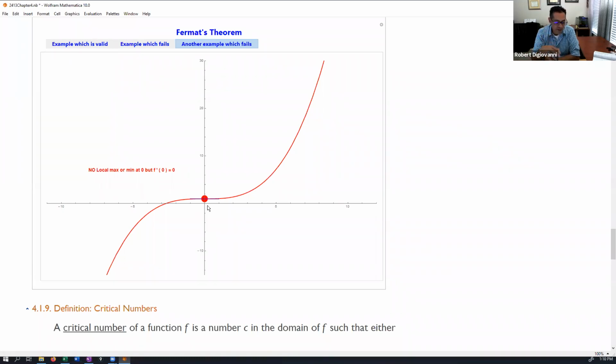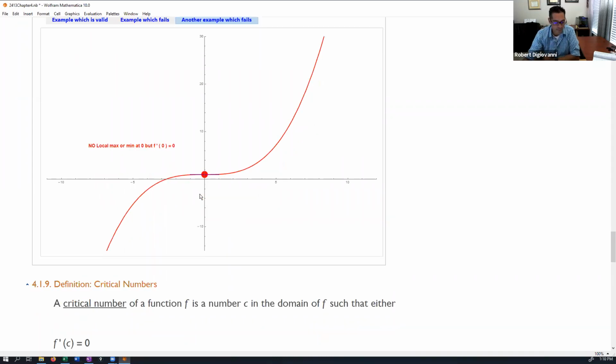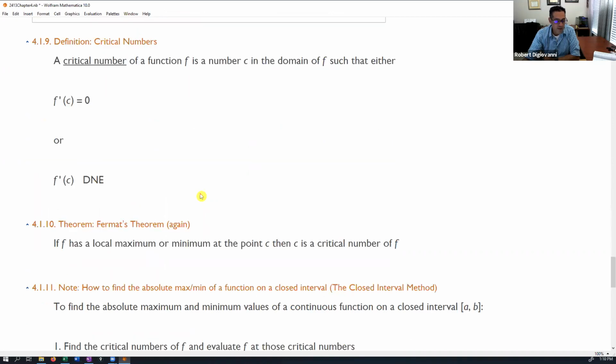Okay, I understand when you first see this, it can be somewhat confusing. So let's just keep moving, all right? We now have a definition, and this is a very important definition. It's the definition of what is called a critical number, or the critical numbers of a function.